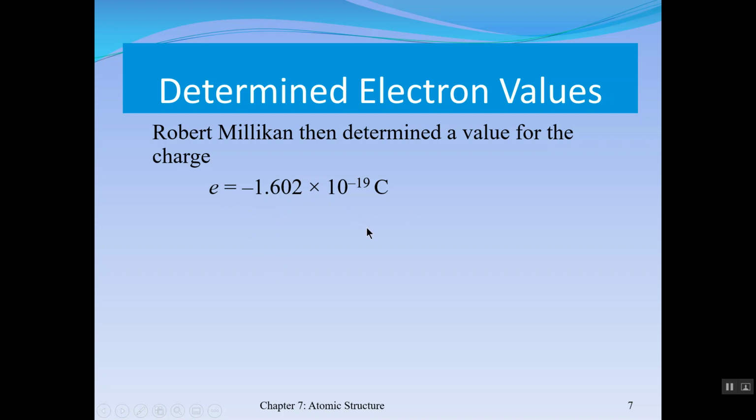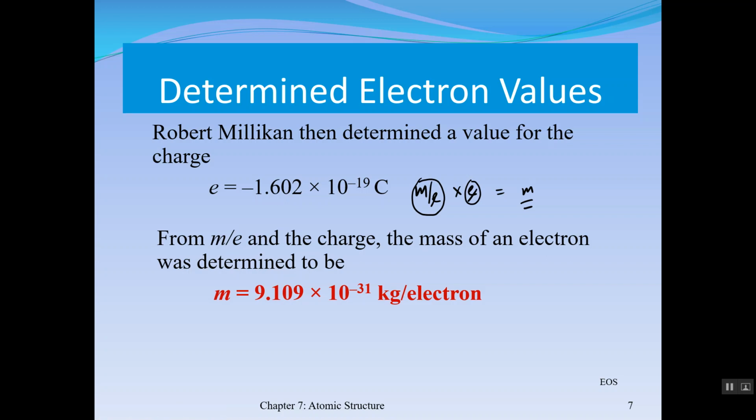So now we have two things. We have the mass to charge ratio of the electron, and we have the charge on the electron discovered by Millikan, right? So if we have, let me write something down here, if we have the mass to charge ratio and we multiply that by the charge, that would give us the mass, right? So we can easily calculate the mass given the mass to charge ratio, which was discovered by J.J. Thompson, and the charge on the electron, which was discovered by Millikan. So based on that calculation, the mass to charge ratio times the charge, Millikan calculated that the mass of the electron is equal to 9.109 times 10 to the minus 31.